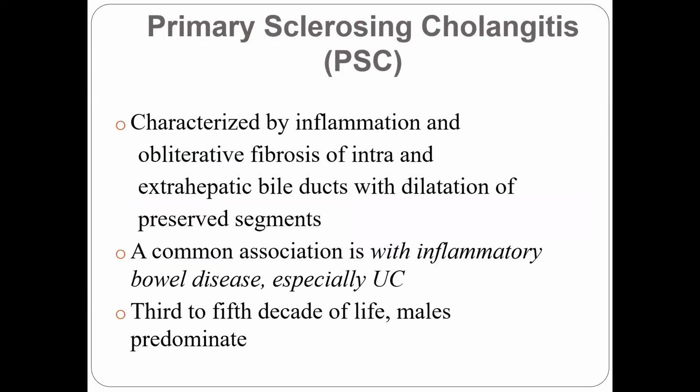All right, now the second entity that we're going to be discussing today, in the form of a primary process resulting in biliary cirrhosis, is what is known as primary sclerosing cholangitis. Now that's a very unique condition. Why? Because it is associated with other primary sclerosing conditions throughout the body.